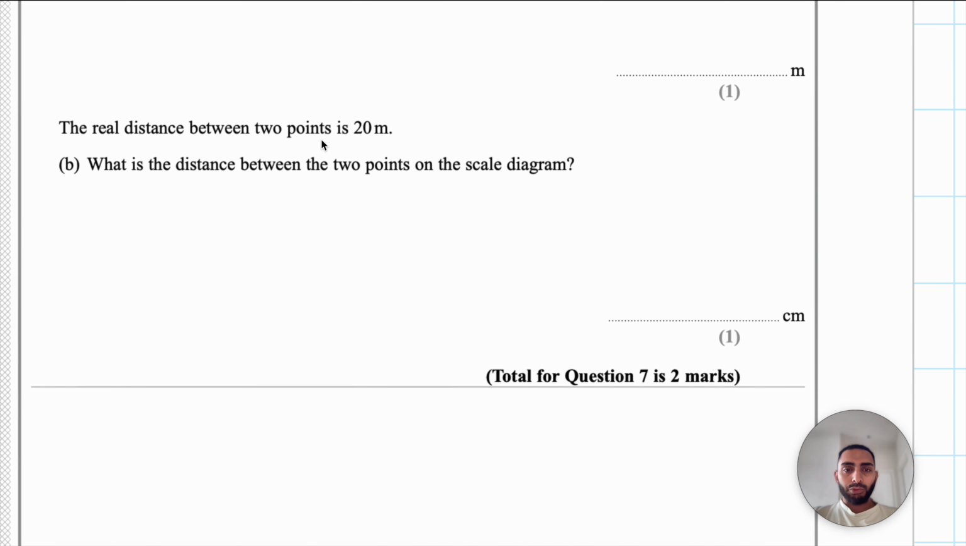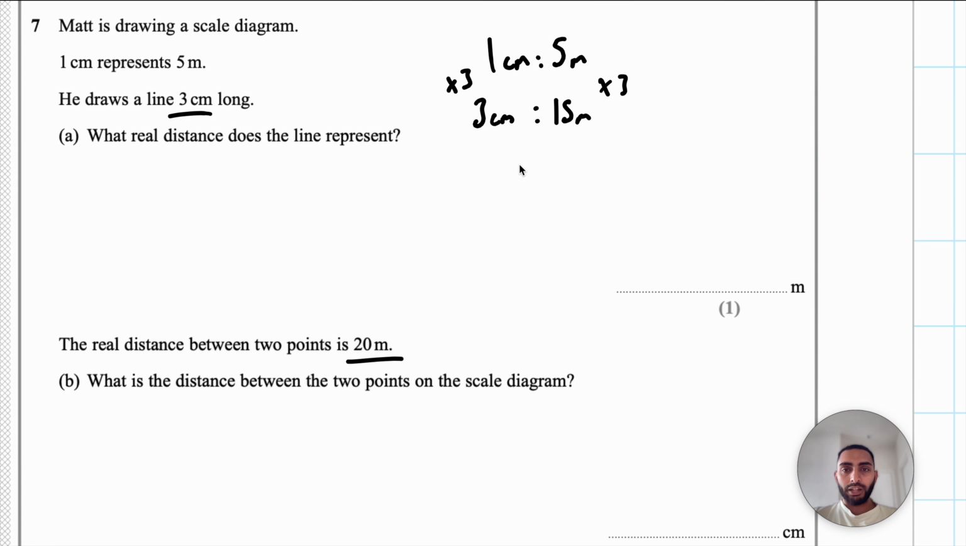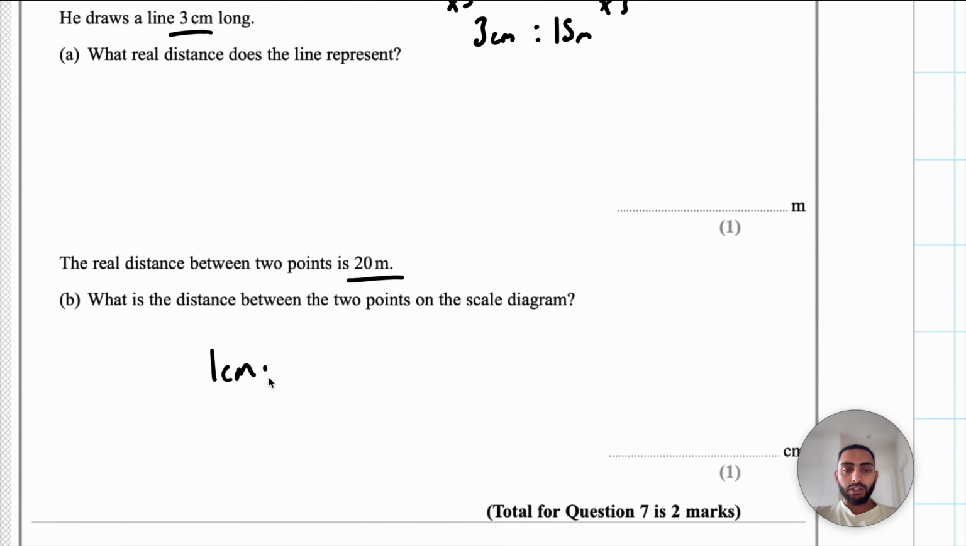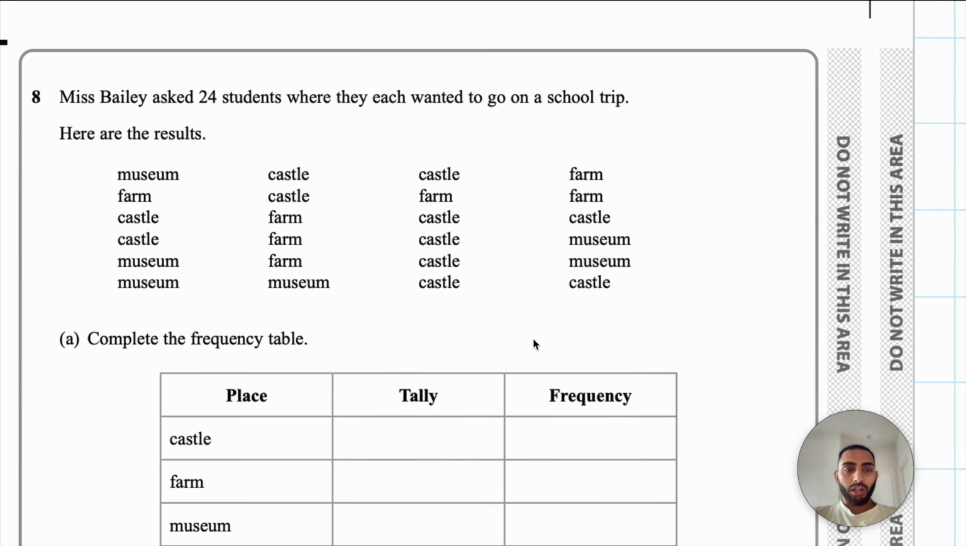The real distance between 2 points is 20 metres. What is the distance between the 2 points on the scale diagram? I'm going to start off by rewriting my ratio. So it's 1 centimetre to 5 metres, and we want 20 metres. So here on the right-hand side, what have we multiplied by from 5 to 20? 20 divided by 5 is 4. So on the right-hand side we multiplied by 4. On the left-hand side we also need to multiply by 4. 1 multiplied by 4 is 4. So it's 4 centimetres.